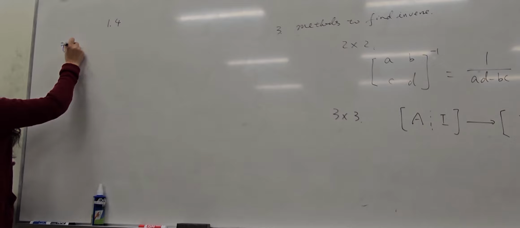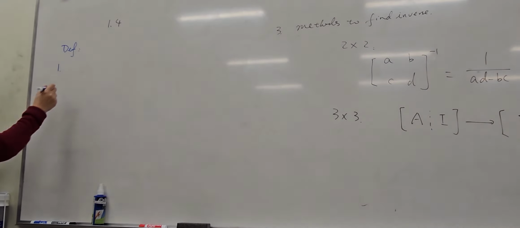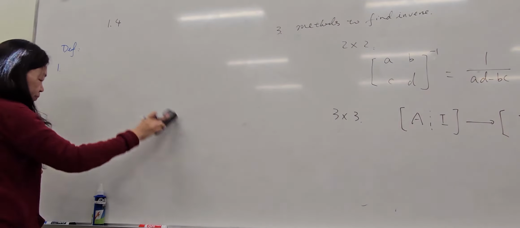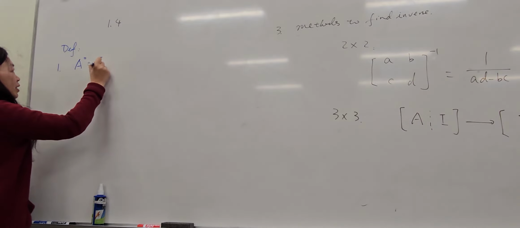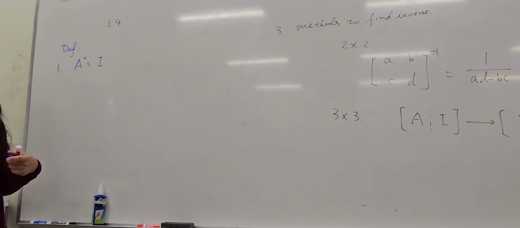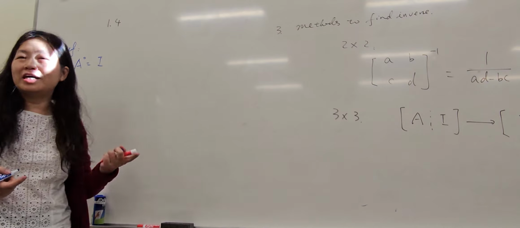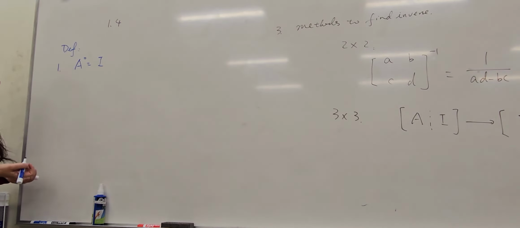Definitions, a ton of them, okay? So, for inverse, A to the 0 power equals I, okay? Well, that makes sense, right? Just like we said, any number to the 0 power is equal to 1, except 0 to the 0 power, we're not sure, right? So that's the same thing, okay? And there's a couple of theorems after that.